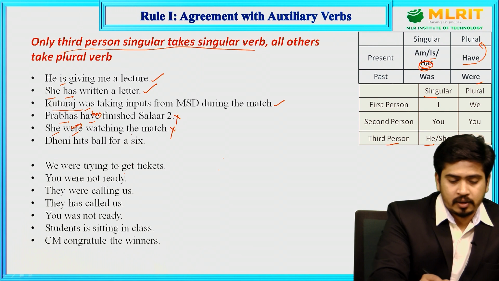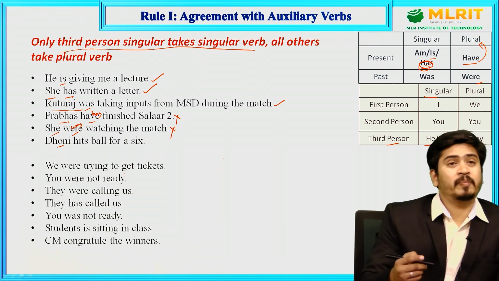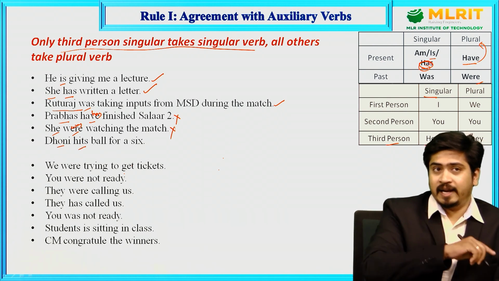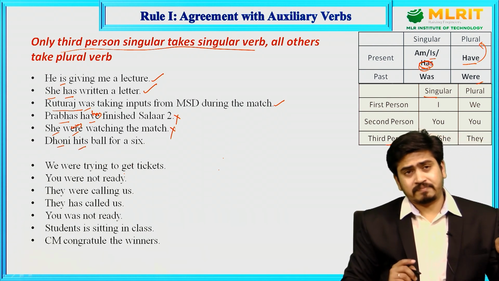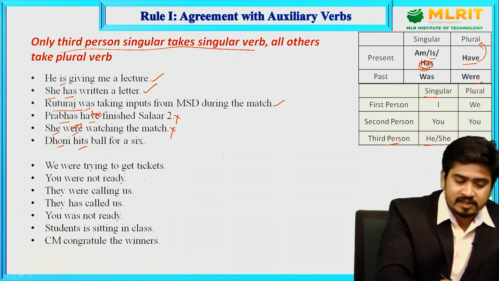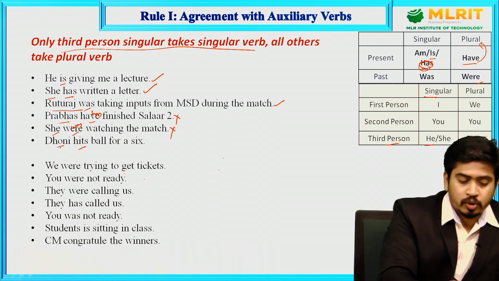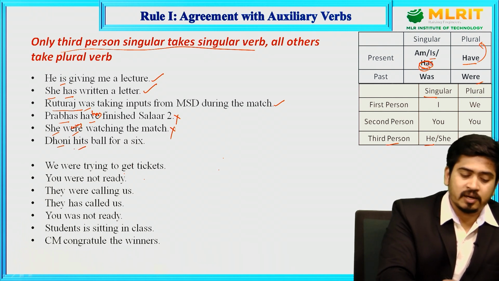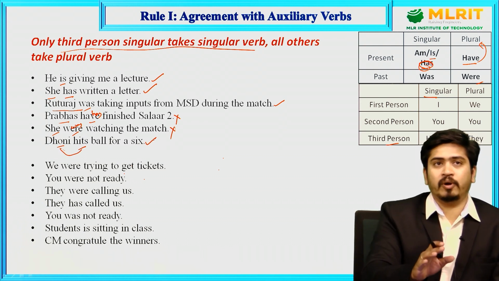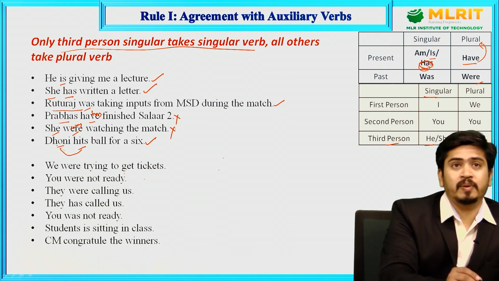So this is wrong. Dhoni hits ball for a 6. Dhoni, third person singular. Hits. Now you say, earlier we discussed, if S is there, it's singular noun. If S is not there, plural noun. Here S is there, this is a singular verb. So Dhoni is singular, verb is singular, subject and verb are matching, these are correct. Now I hope you understood this one. Now these are examples for third person singular.